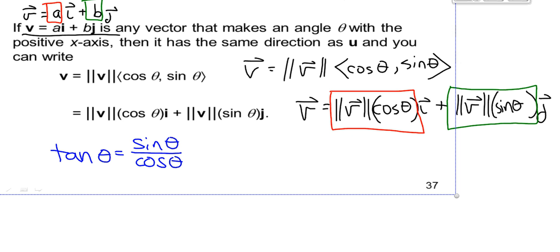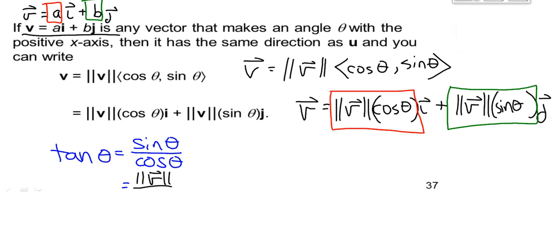Well, look at what I boxed in red and green. They're not exactly the sine and the cosine, but they have that magnitude of V multiplied by each of them. So what I can do is say, well, the tangent theta is sine theta over cosine theta, but the tangent theta can also be thought of as the magnitude of V over the magnitude of V, because that'll be 1 over 1, so it doesn't change the value, times, and I'll just lengthen that, sine theta over cosine theta.